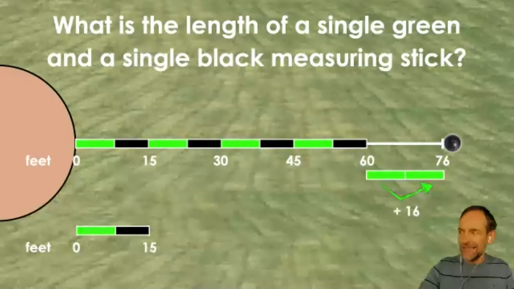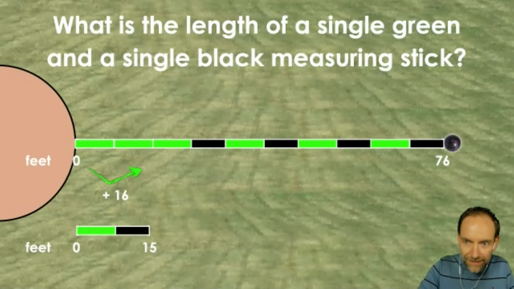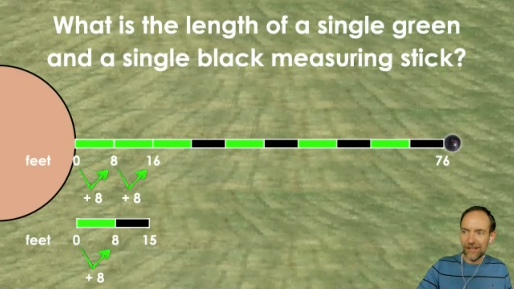I could take that and maybe bring it to the front of the number line if I want, depends on how you're seeing it. And I could chop that in half. I could do it additively, or I can half 16, whatever I'm thinking. And I can tell that the green must be 8, and therefore the black must be 7. And we are good to go.